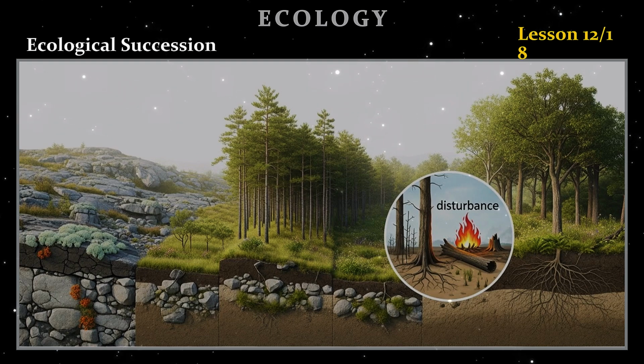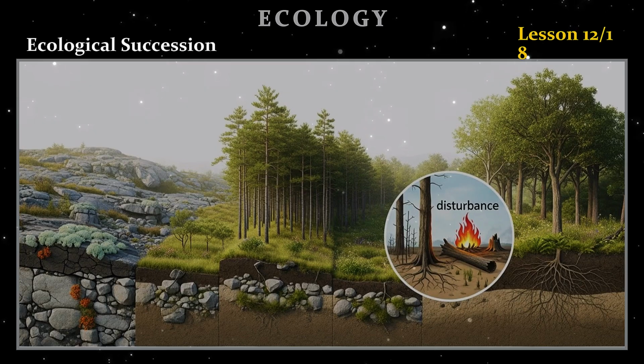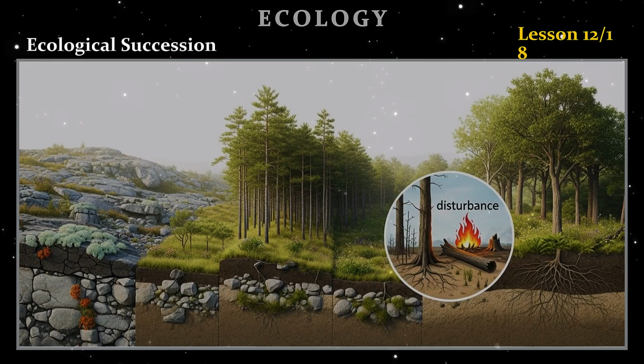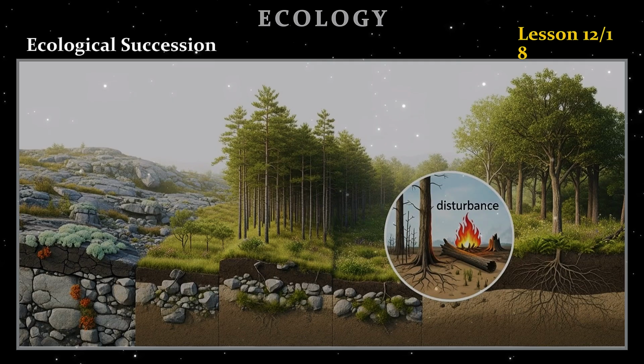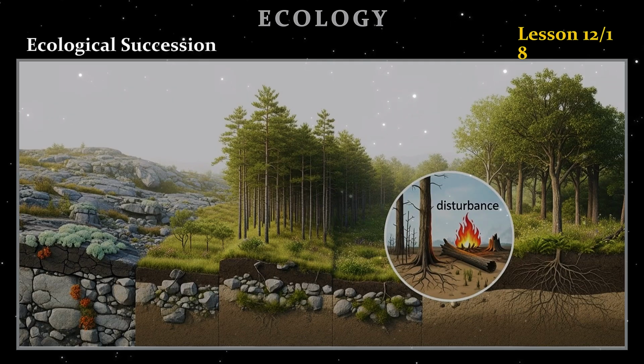We must also refine our understanding of the climax community. Early ecologists thought the climax was a permanent, perfect state. Once a forest became a climax forest, it would stay that way forever. We now know this is not true. Nature is dynamic.